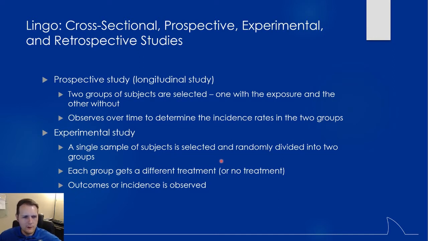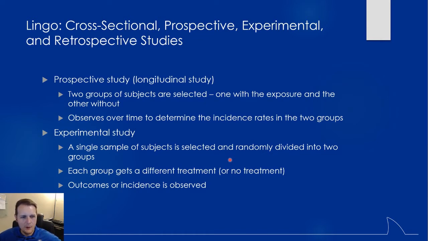With the cross-sectional study, you're using prevalence of disease, and that's actually pretty quick to do. It doesn't take much time to run a study like that. However, prospective studies are much more labor intensive because you have to monitor people going forward in time to look at the incidence of new disease rates between those two groups.